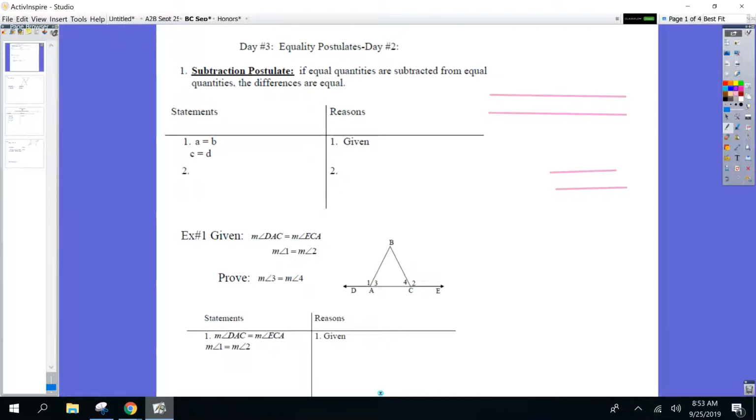Here we go. Subtraction, just like addition. All right, so here are my line segments. I don't need you to copy them down. They're the same ones from yesterday. I got A and B, they're congruent. And I got C and D, they're congruent.